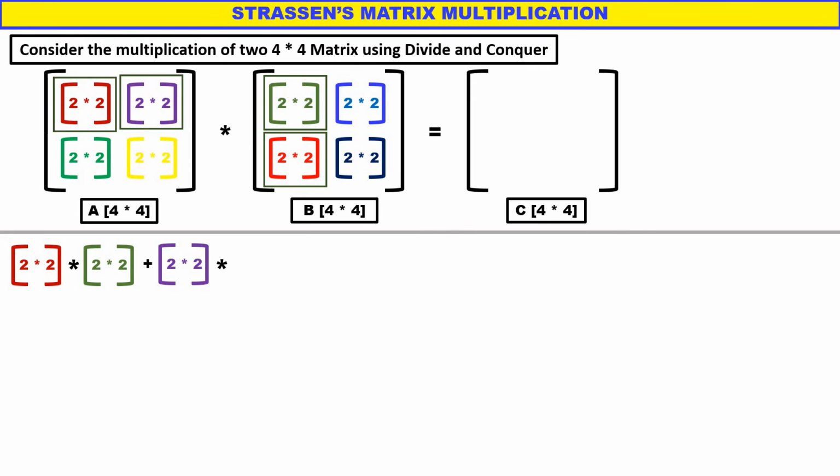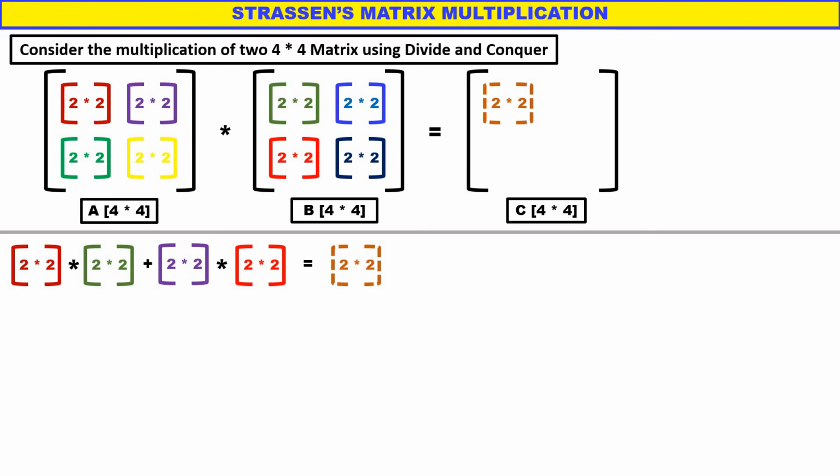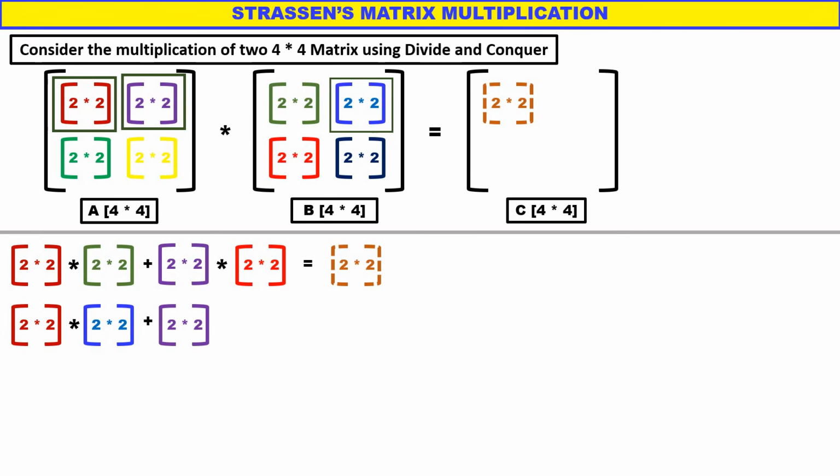This 2 cross 2 matrix into this. That is first row, first column. Same thing we are doing. We are not multiplying individual elements, rather we are multiplying 2 cross 2 matrices. So we get this 2 cross 2 matrix and we paste it here. That is the 2 cross 2 matrix in C. Similarly, I think you can understand this, it is simple. 2 cross 2 into this, 2 cross 2 into this. So we get this here.